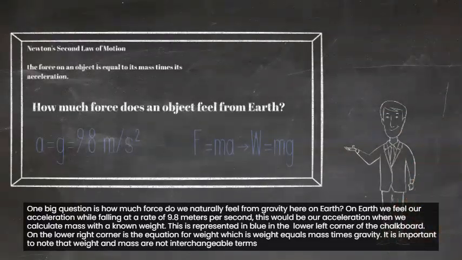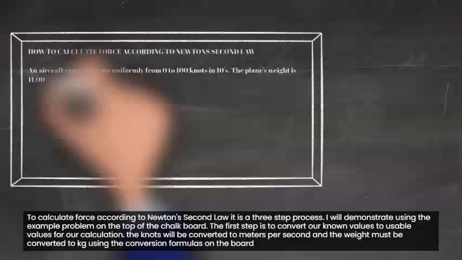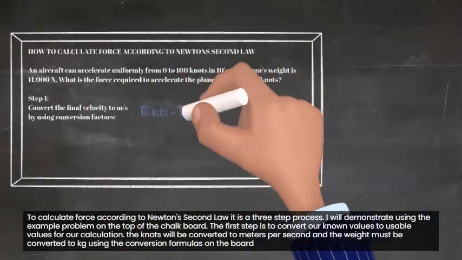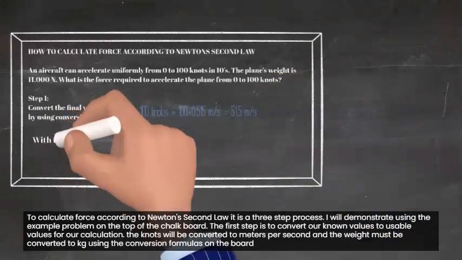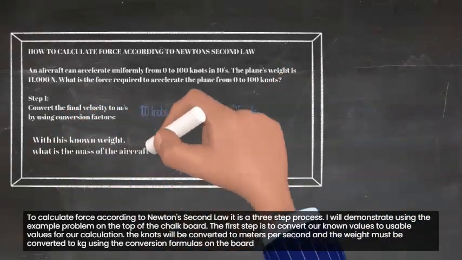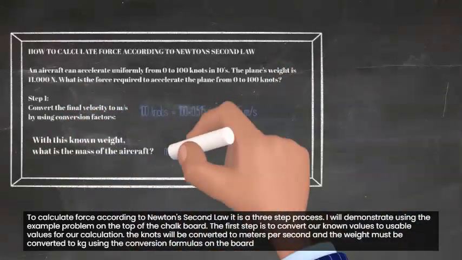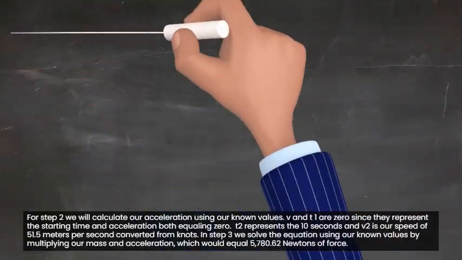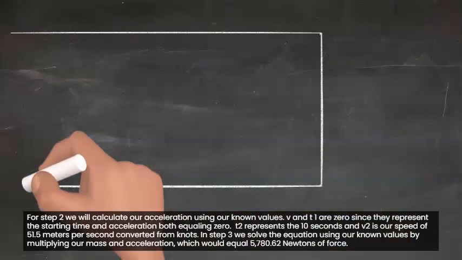To calculate force according to Newton's second law, it is a three-step process. I will demonstrate using the example problem on the top of the chalkboard. The first step is to convert our known values to usable values for our calculation. The knots will be converted to meters per second, and the weight must be converted to kilograms using the conversion formulas on the board.